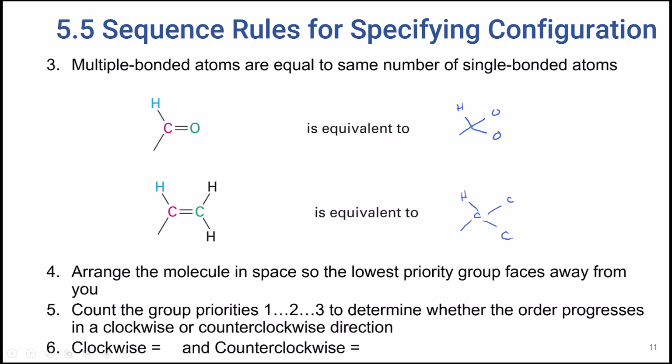So once you figure out the sequence, we're going to arrange the molecules in space so the lowest priority group is facing away from you. We count the priorities 1, 2, 3 to determine if it's clockwise or counterclockwise. When we draw the circle, if it's clockwise, it's going to get an R designation. If it's counterclockwise, it gets an S designation.